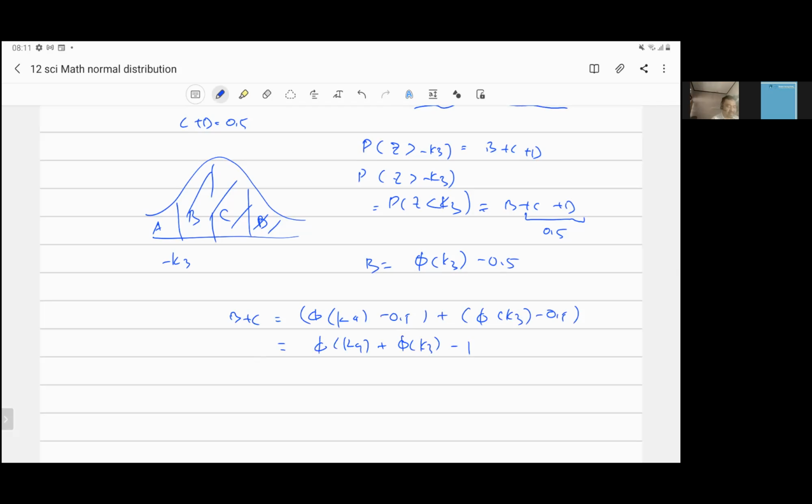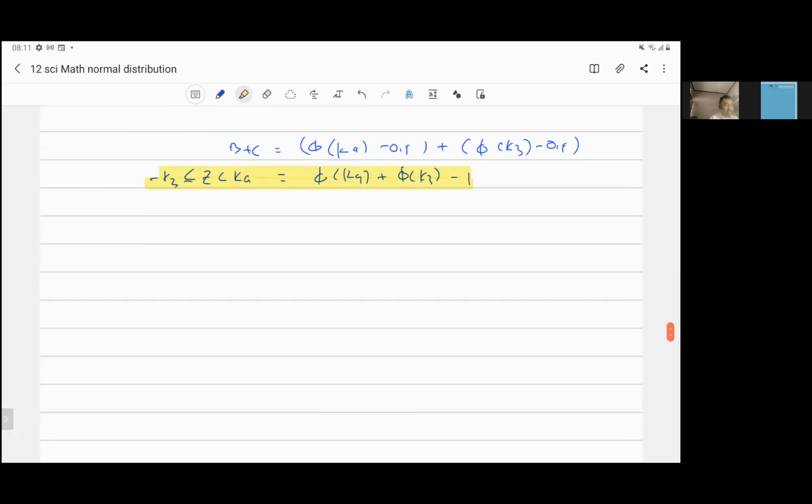Yeah, I saw that. So that is if you have the Z value between negative K3 and positive K4. Okay, so with that, we have the full case of all the possibilities. Let's have them in a little bit smaller summary.